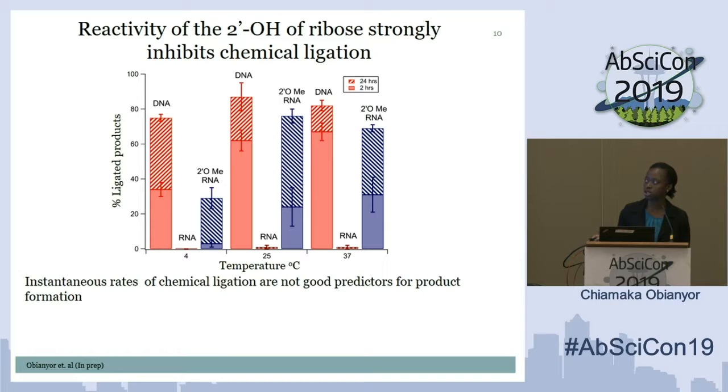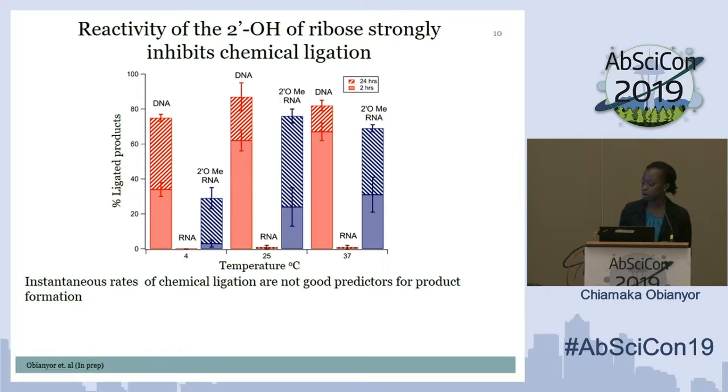But like I showed you earlier, and you might appreciate it more here, after 2 hours, the DNA is almost at 60% at 25 degrees Celsius, but the 2' O-methyl is only at 20%. And so what this showed us was that it's important to make sure your reaction has gone to completion. So if we had just looked at instantaneous rates, you might think that DNA ligation was perhaps better than 2' O-methyl. But that is very temperature and time dependent.